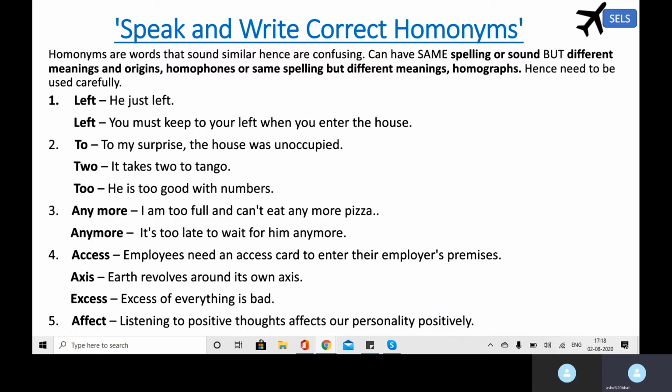If the word is spelled the same but has a different meaning, then it becomes a homograph. But if it has different meanings and also sounds different, then it will be called a homophone, right? So for example, left and left, it's exactly the same spelling and also the same sound, so it will be called a homograph. Two will be a homophone. All the spellings are different, meanings are different, origins are different.